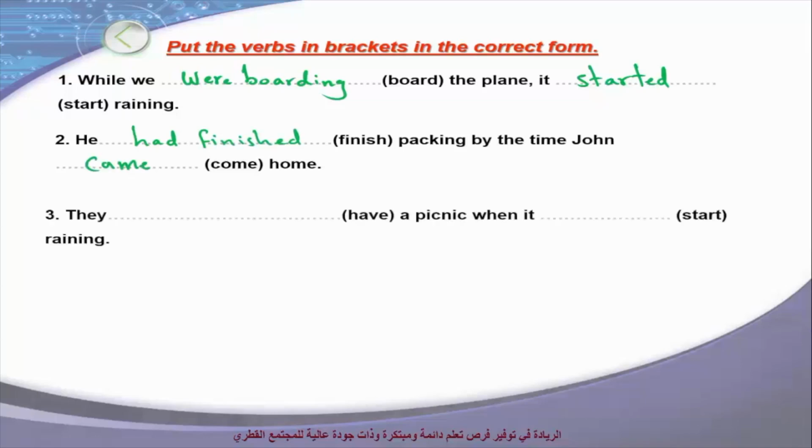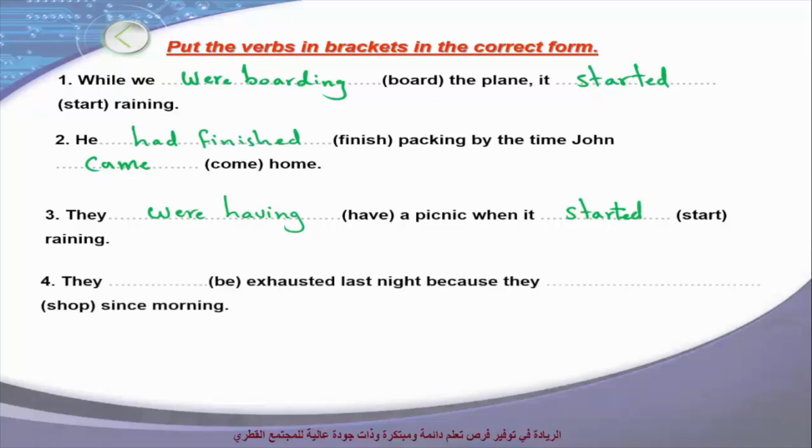Number 3, they have a picnic when it starts raining. It's similar to number 1, an action which was in progress when it was interrupted by another action. They were having a picnic, yes, excellent, when it started raining. So we use the past continuous to express the one that was in progress and the past simple to talk about the shorter verb which is start raining.